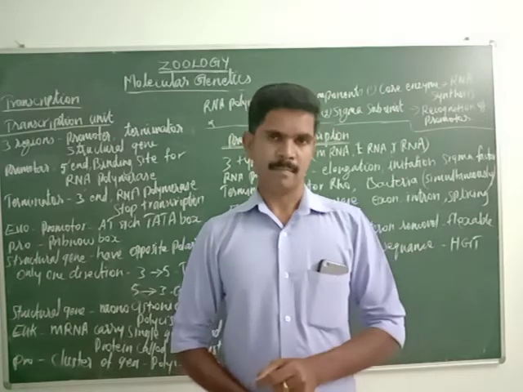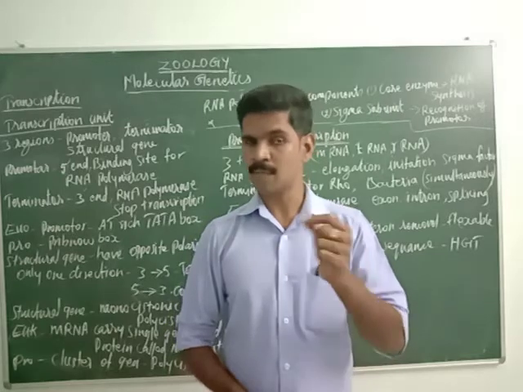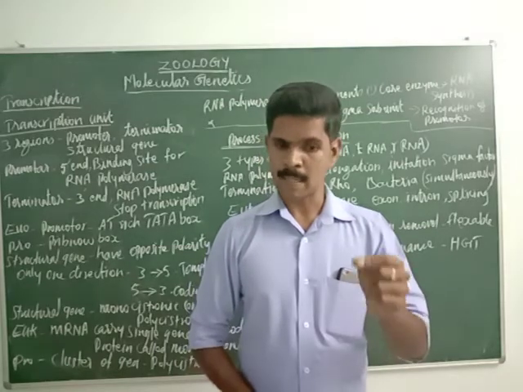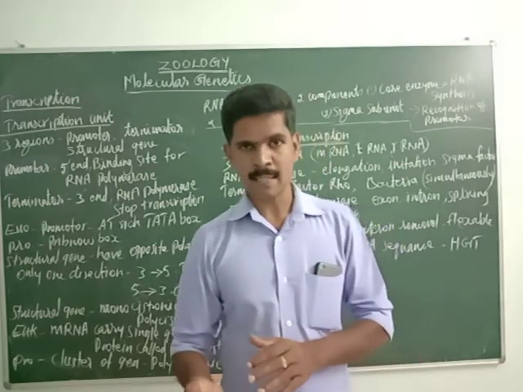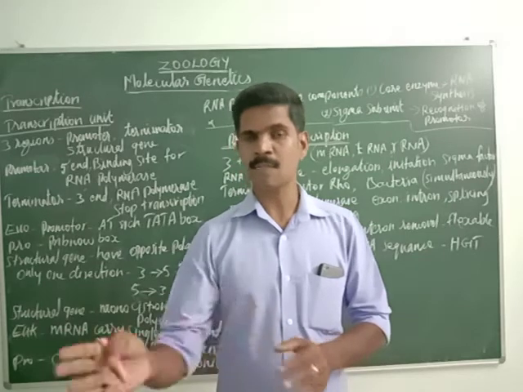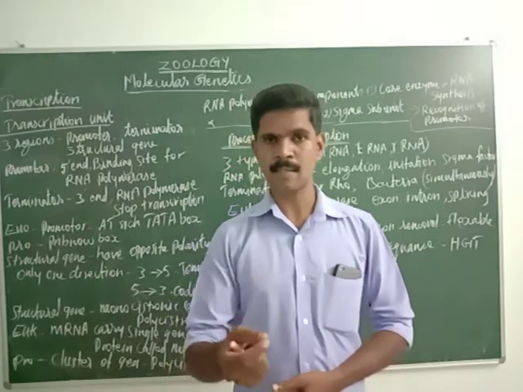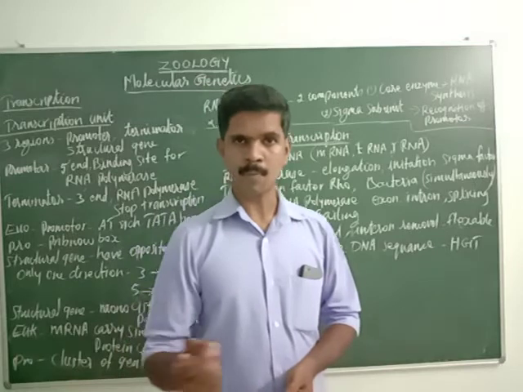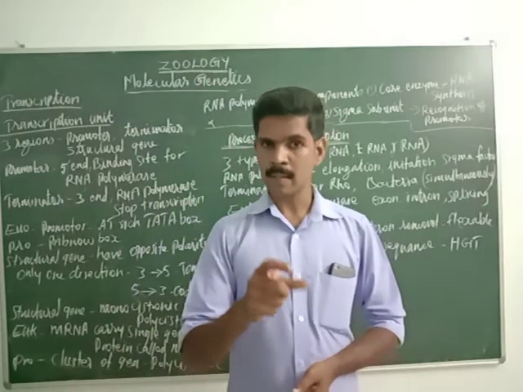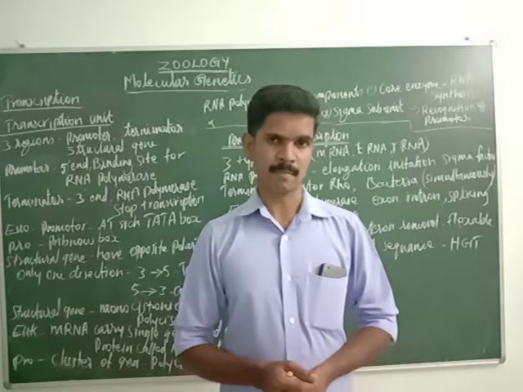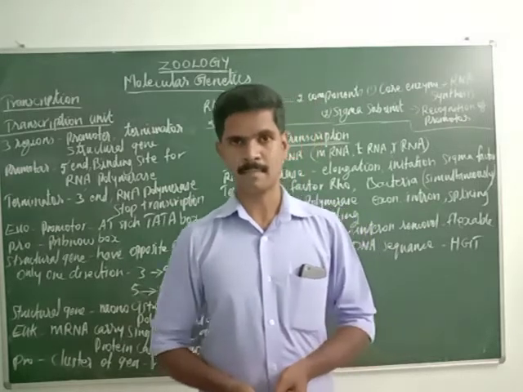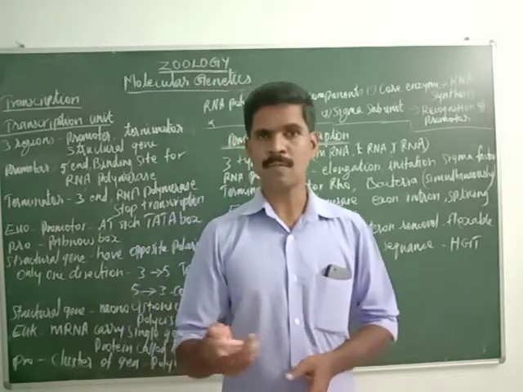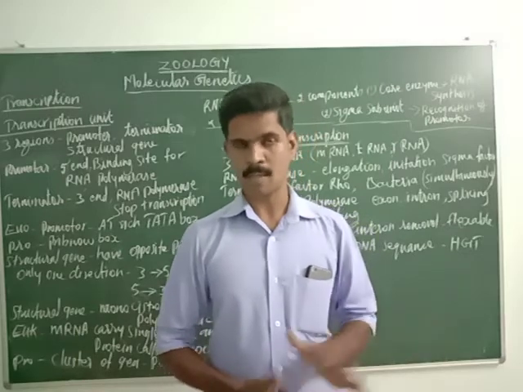Then the next point. A single gene can produce different proteins. Listen very carefully. A single gene can produce different proteins by arranging its exons in different ways. Actually, a single gene usually produces a single protein, but sometimes a single gene can produce different proteins. How? The single gene arranges its exons in different ways, and finally that single gene can produce different proteins. Hope you all understood this point.